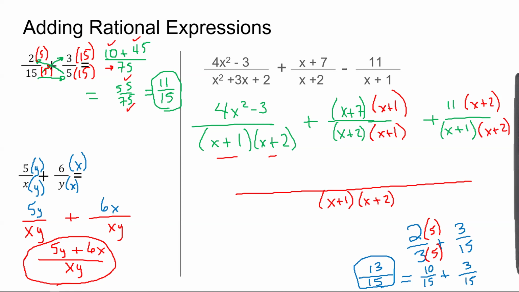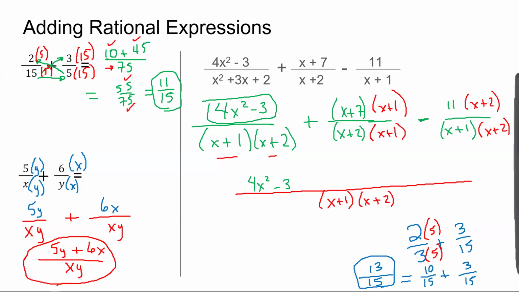Now, I did make one little typo here. Notice that that was a subtraction up there, and I wrote an addition sign. So I need to clear that out. And let's correct that real quick here, because I will get myself in trouble if I don't watch it. All right. But I need to take all the way across the top. I got a 4x squared minus 3. To that, I need to add x plus 7, x plus 1.